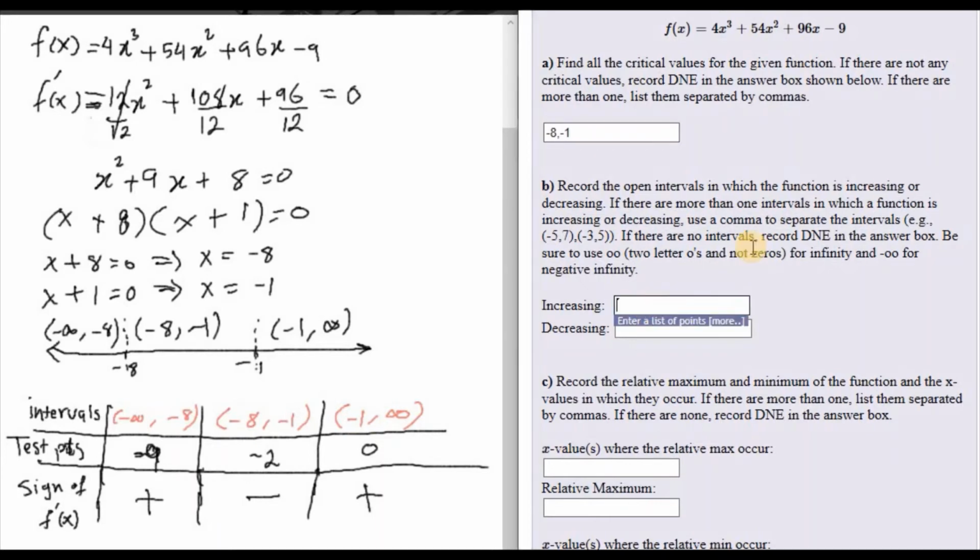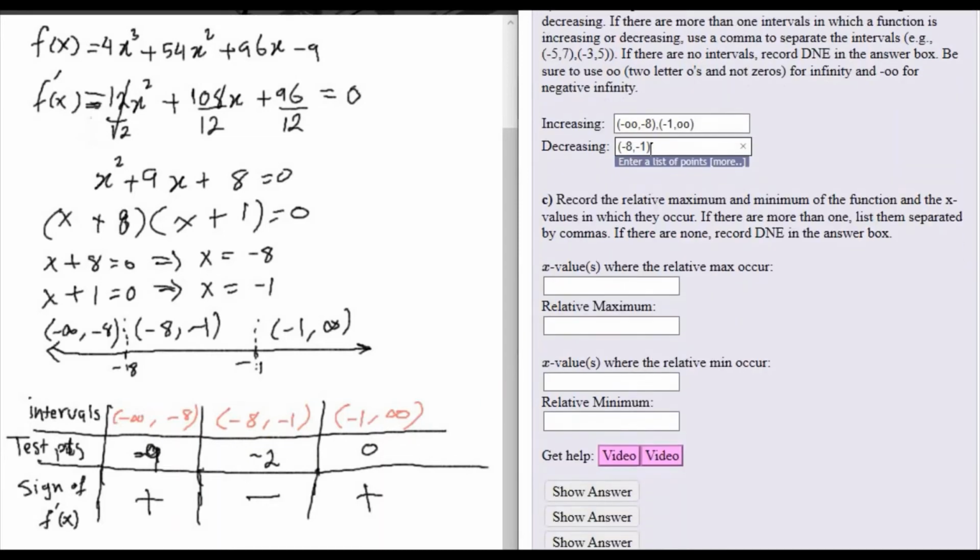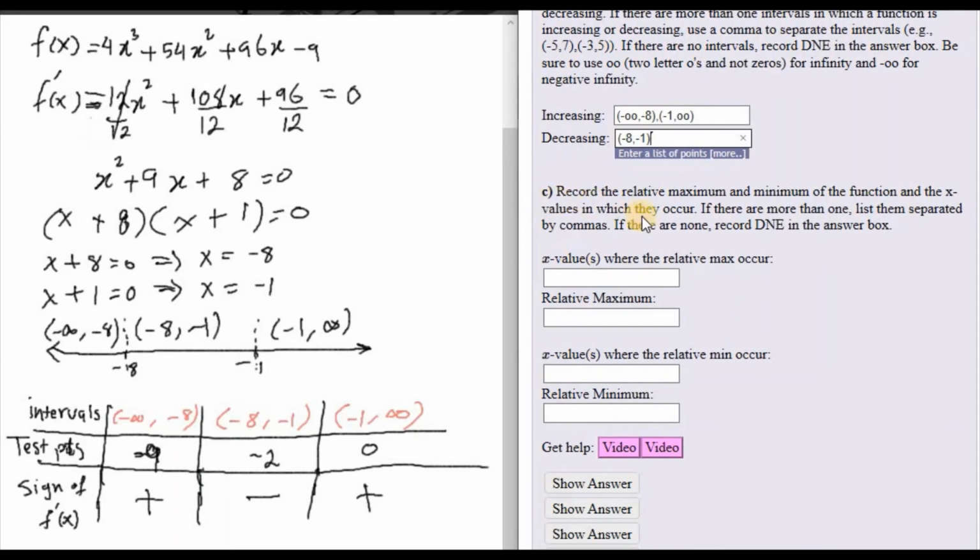So to write it down here, it says that I have to separate my intervals with commas, negative infinity to negative 8, comma, from negative 1 to positive infinity. And the function is decreasing on one interval, which is from negative 8 to negative 1. And then the third and last part is to record the relative maximum and minimum of the function and the x values in which they occur.